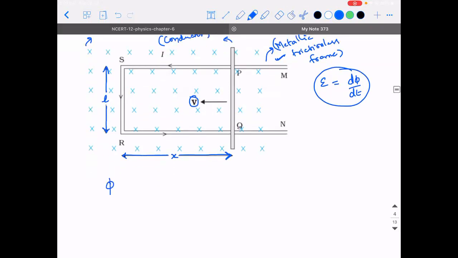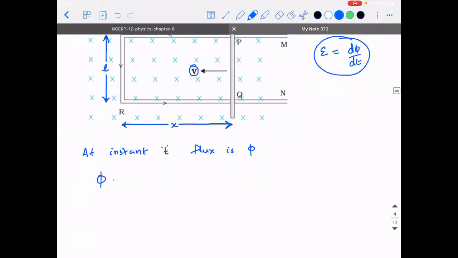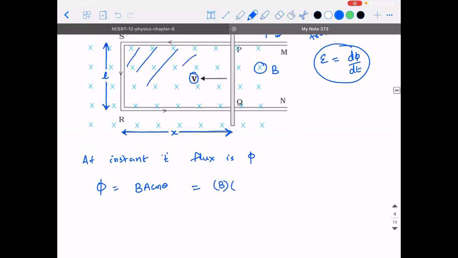So what is going to be the flux as a function of time? Let's say at instant t, the flux is phi. Okay. Then phi will be equal to B into A into cos theta. Right. So the magnetic field that is present here is B. B into what is the area that is enclosed by this coil?